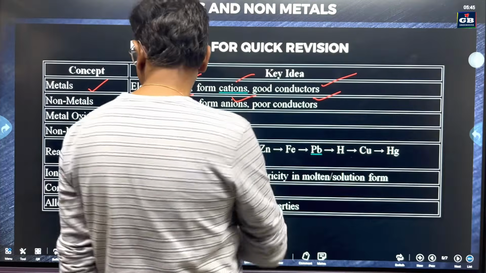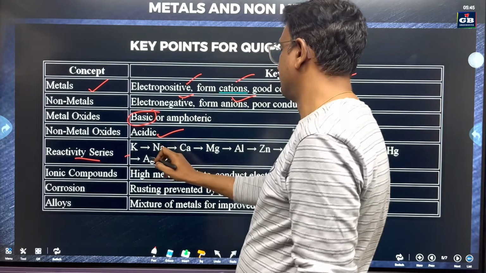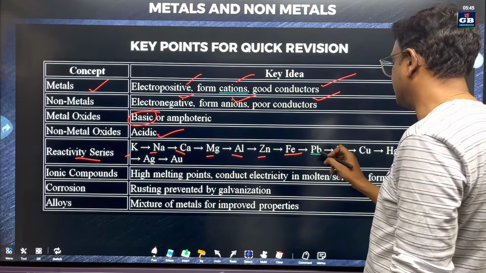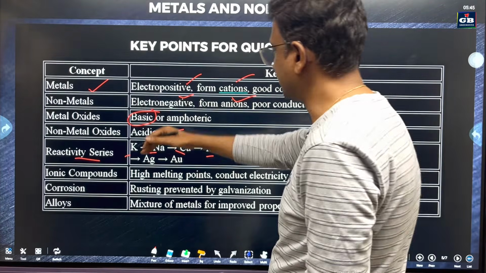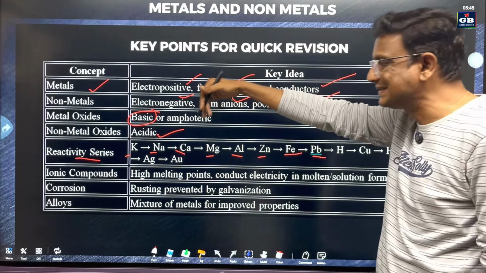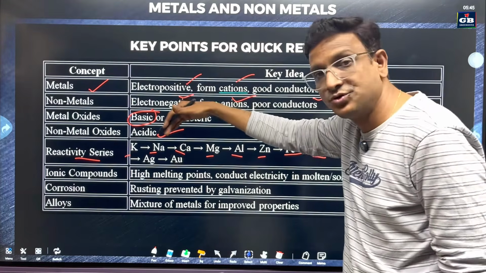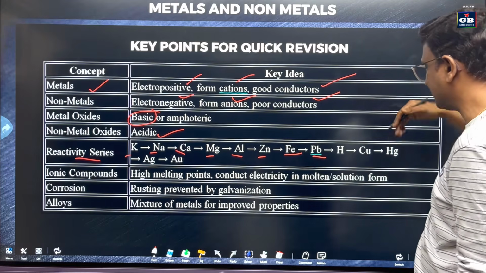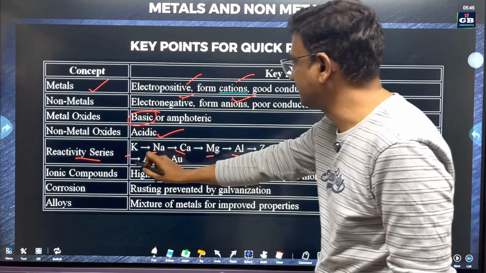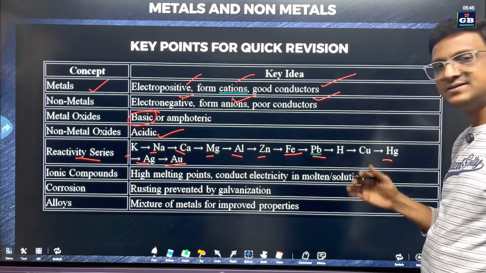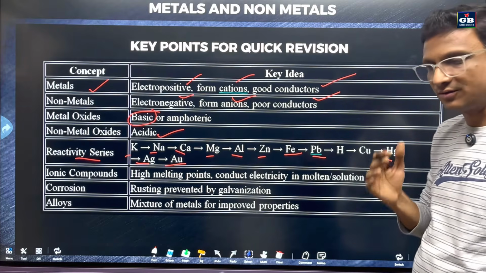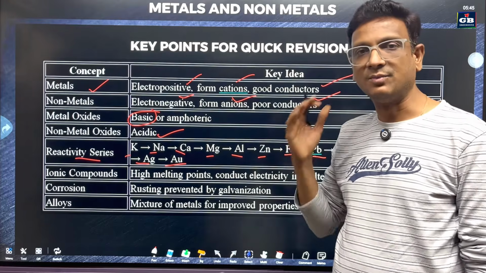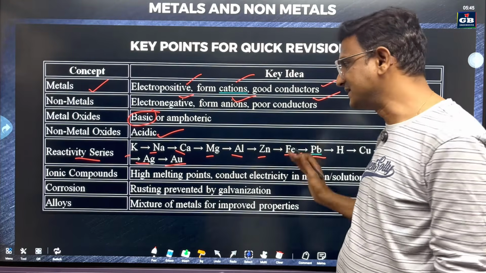So next, reactivity series. Potassium, sodium, calcium, magnesium, aluminum, zinc, iron, lead. Here we see that the reactivity of these metals decreases. Potassium and sodium are highly reactive. When we come down, the last ones are least reactive, like silver and gold. This is the reactivity series. So all metals do not have the same level of reactivity. Some are highly reactive, some are moderately reactive, some are least reactive.